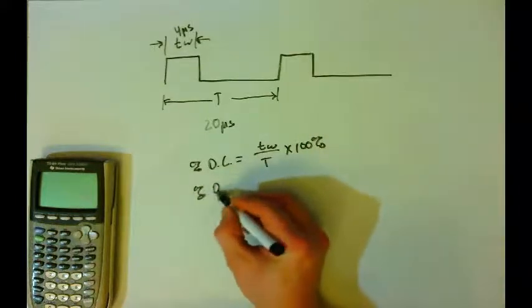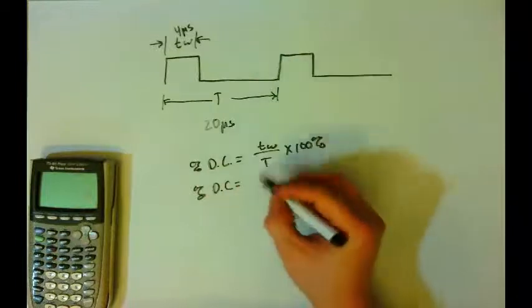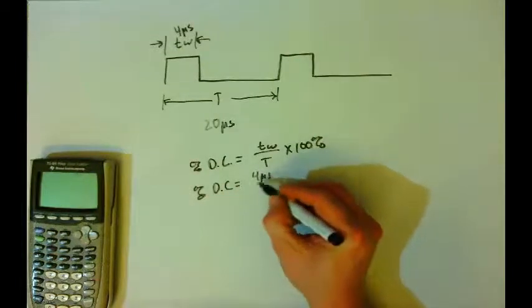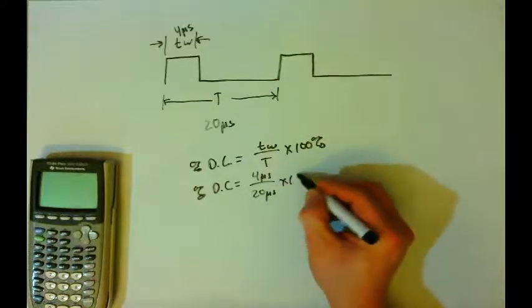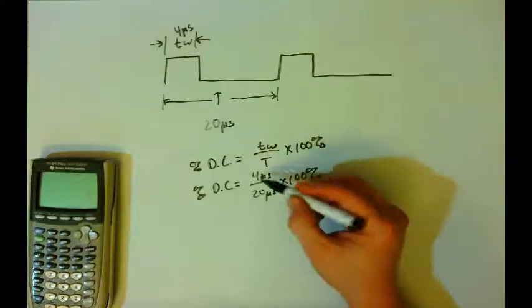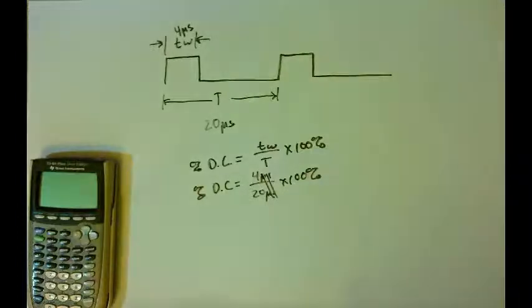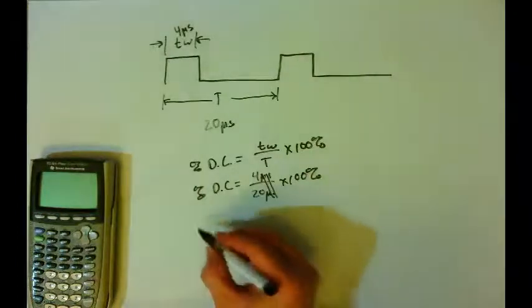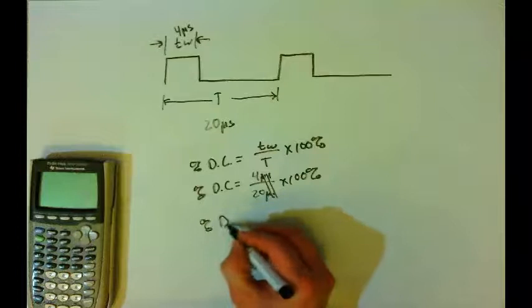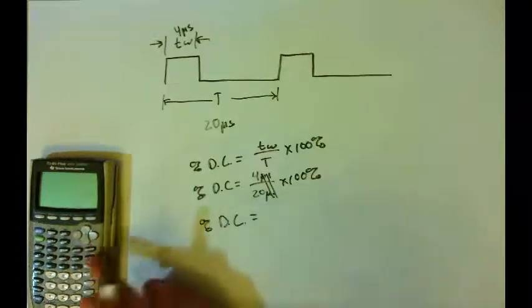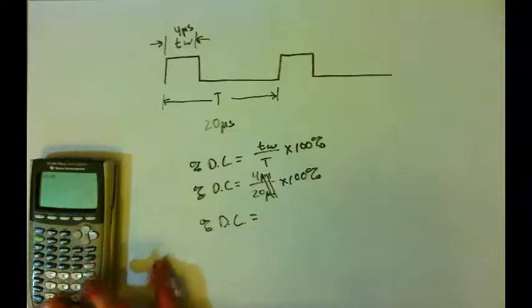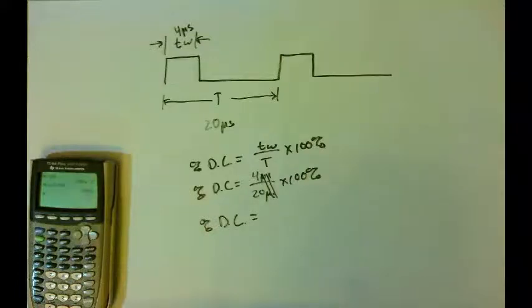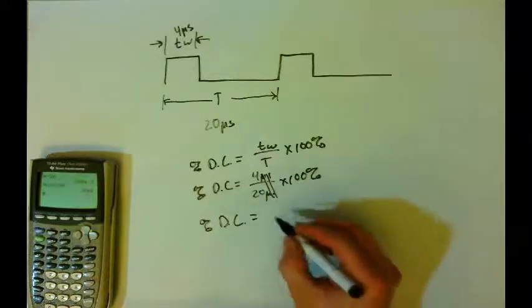The percent duty cycle will be equal to 4 microseconds divided by 20 microseconds times 100%. And so the microseconds will cancel, one in the numerator, one in the denominator. They cancel. And so the percent duty cycle will be 4 divided by 20 and then times 100. And so the duty cycle is 20%.